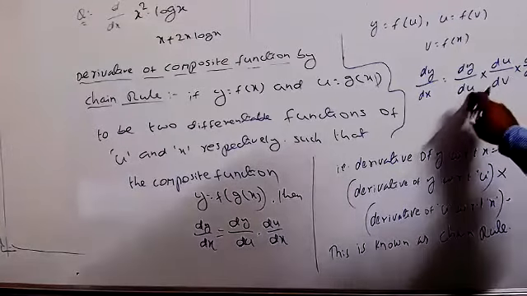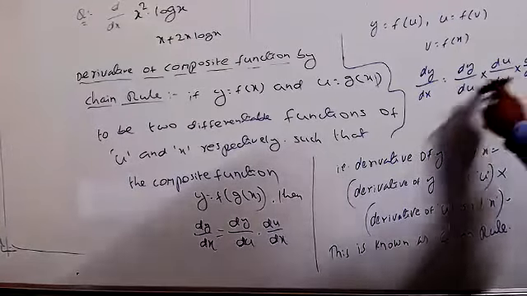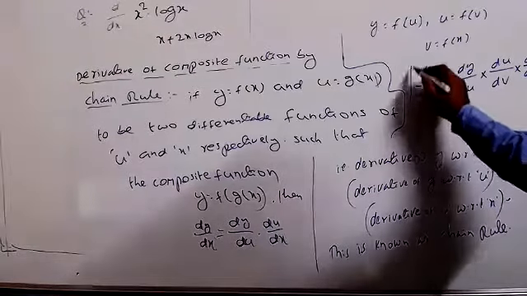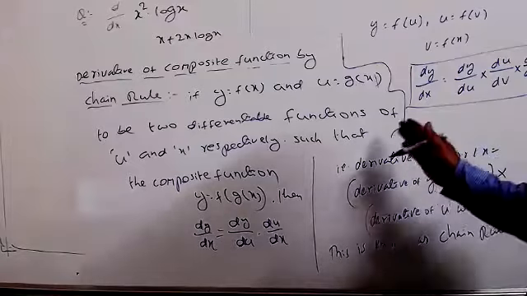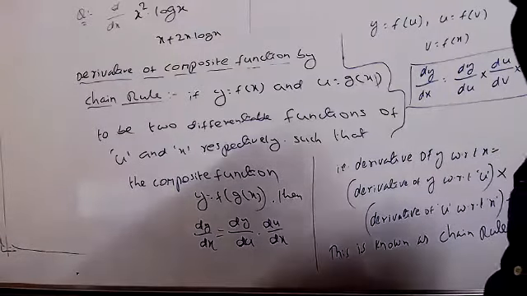Understood? Here now these two will be cancelled, these two are cancelled, and dy by dx will be equal. So like that, if they given more than two terms also, by using the chain rule, just you can calculate like this. Continuation, you can do that.